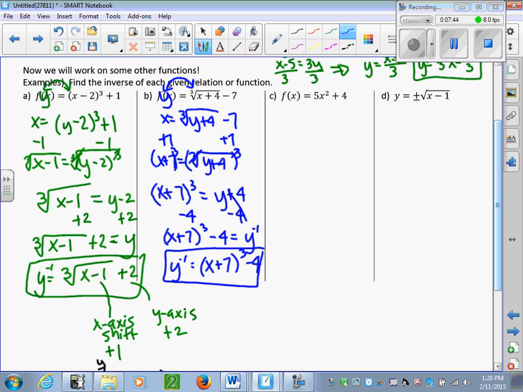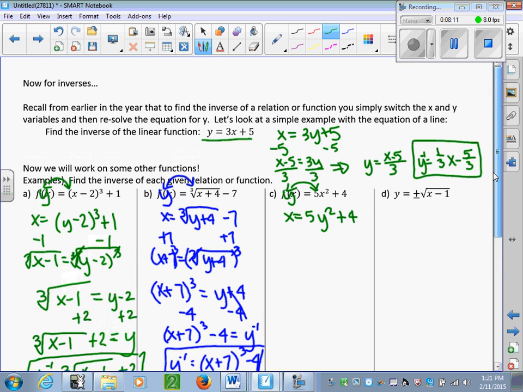Okay, so now let's talk about C. All right, switch back to green. Just switch off colors so it's easier to figure out between the two. All right, again, just make this y, switch my x and y, and then solve back for y. So I have x equals 5y squared plus 4. Okay, I'm going to write these steps down at the top just so you have them.